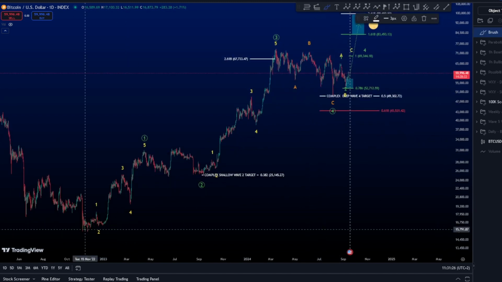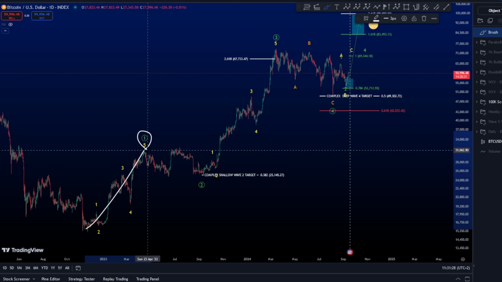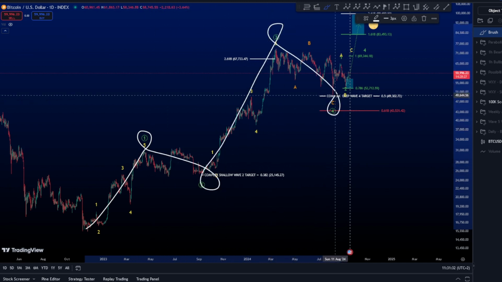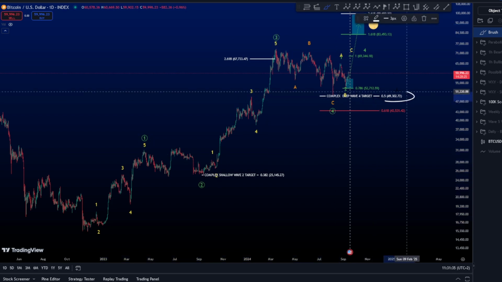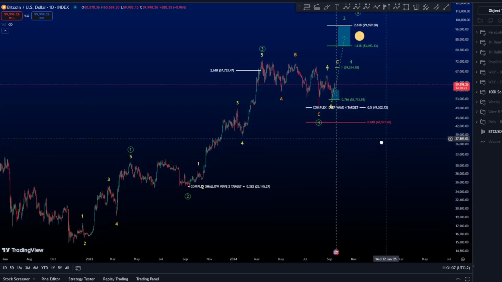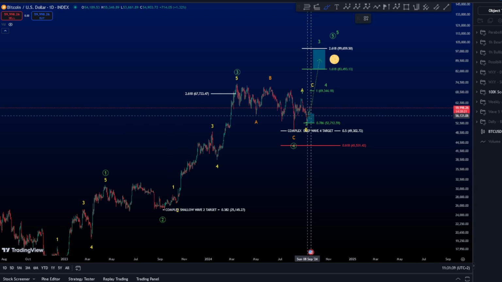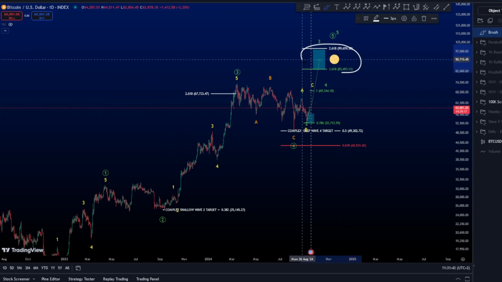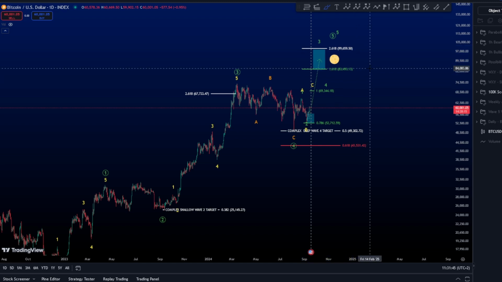And as you can see, we are still in this impulse in the green labels 1, 2, 3, and 4, finishing the 4 exactly on the fib level of 0.5, perfect for a wave 4, and we're still looking for a wave 5 towards the upside around 100k US dollars for Bitcoin as a minimum target.